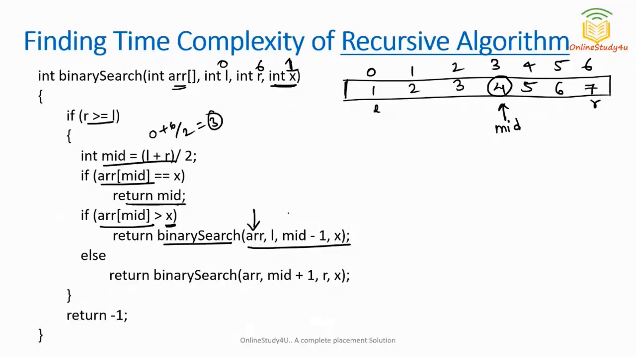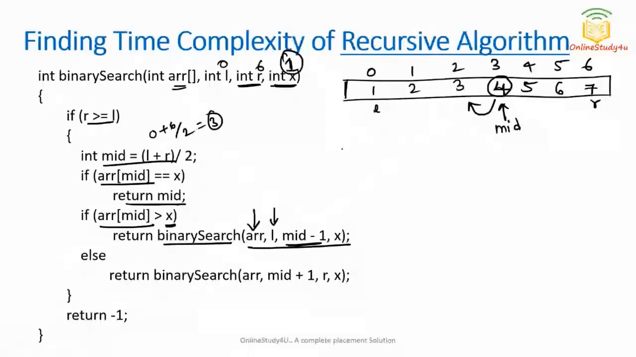Again the array is passed, the left index is passed, but in the place of the right index, you can see we are passing mid minus 1. It means mid is shifted one step before. Now why are we doing this? 1 should be present on the left side, because it is less than 4. That's why we are decreasing the search space.